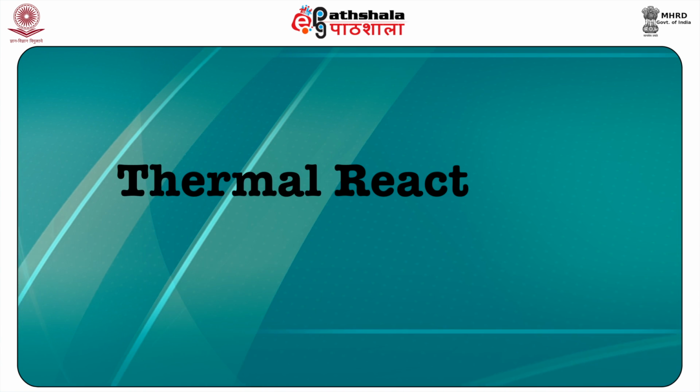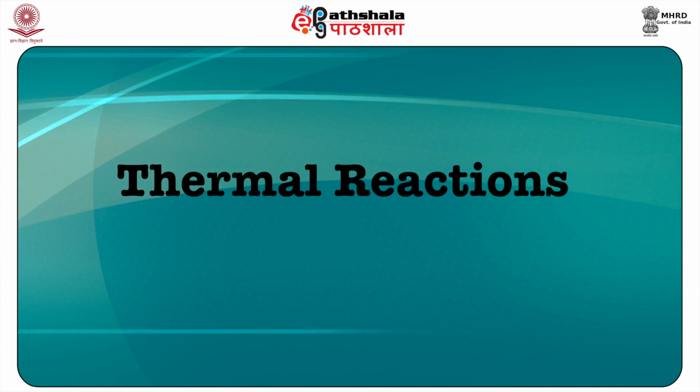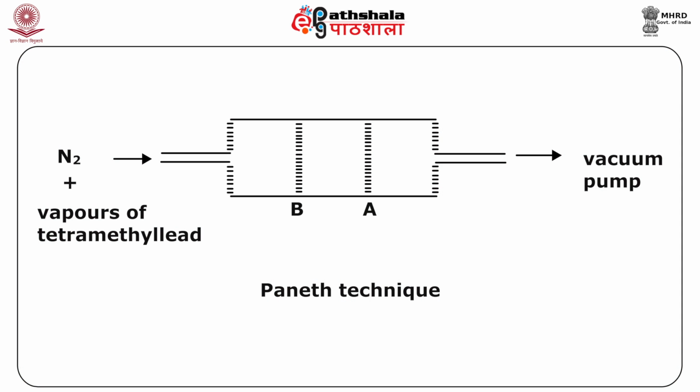First of all, let us see how thermal reactions can be used to prepare free radicals. Historically, the first work to demonstrate the formation and existence of free radicals was that of Paneth and Hofeditz in 1929 to 31, and their procedure, often referred to as the Paneth technique, consisted of passing a stream of nitrogen and the vapor of tetramethyl lead through a quartz tube. The pressure in the quartz tube is held at about 2 mm by the action of a vacuum pump, as you can see in this visual.